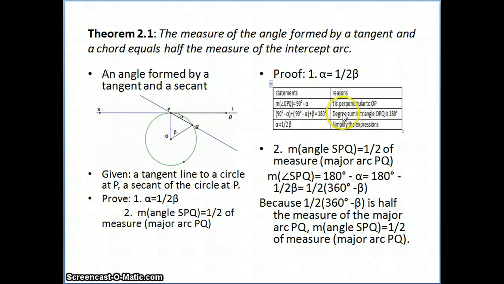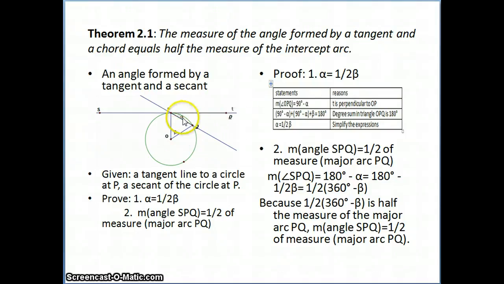The degree sum in any triangle is always 180 degrees. So 90 degrees minus alpha plus 90 degrees minus alpha plus beta is 180 degrees. Now we can simplify this and combine like terms on the left side. 90 plus 90 is 180, which cancels the 180 on the right side. Adding alpha and another alpha gives 2 alpha, and dividing by 2, we get alpha is half of beta. This is by simplification of this expression, and so we prove alpha is half of beta.